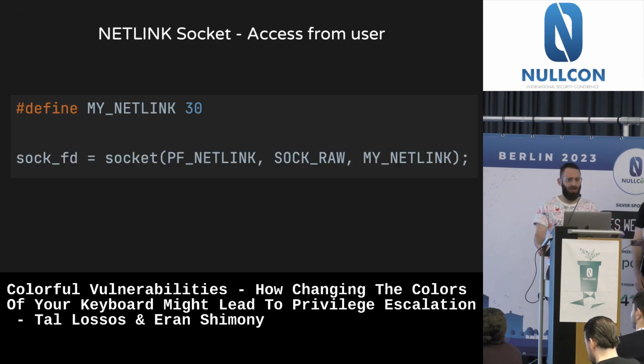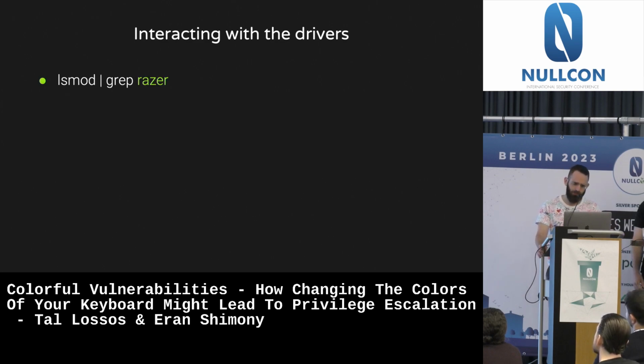And the way to access it from the user mode, of course, is you just create the socket. And notice again, we use myNetlink with the value of 30. And of course, they must match.